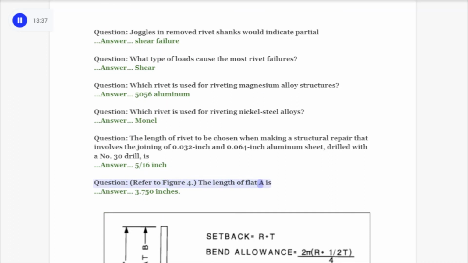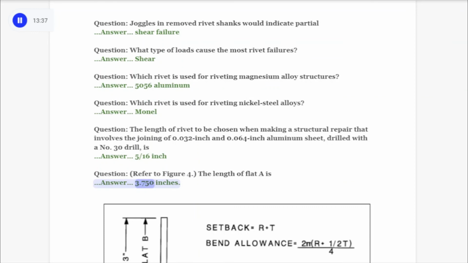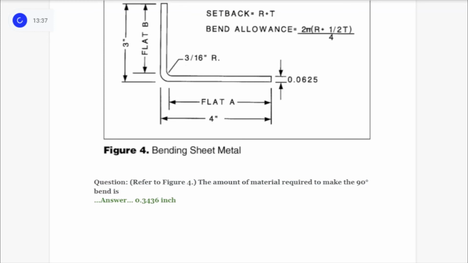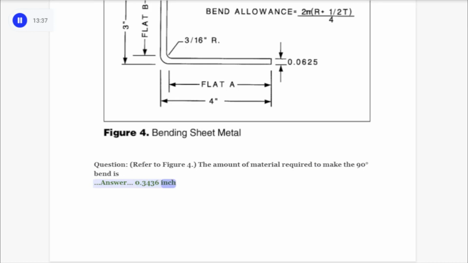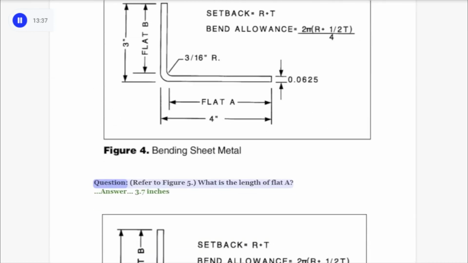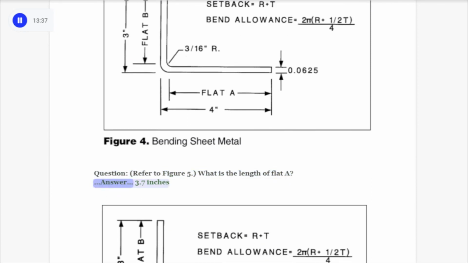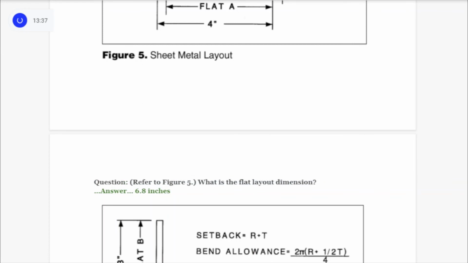Question, refer to figure 4. The length of flat A is. Answer, 3.750 inches. Question, refer to figure 4. The amount of material required to make the 90 degrees bend is. Answer, 0.3436 inch. Question, refer to figure 5. What is the length of flat A? Answer, 3.7 inches.